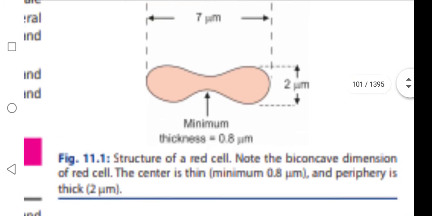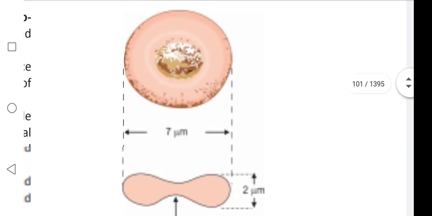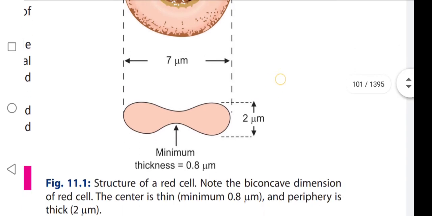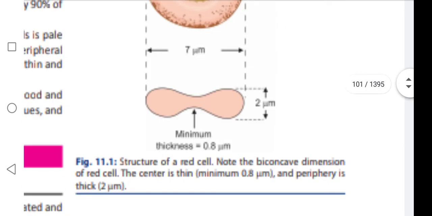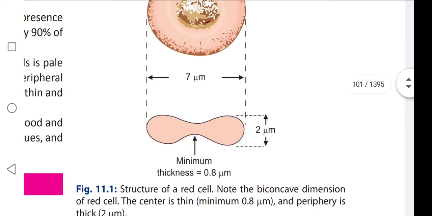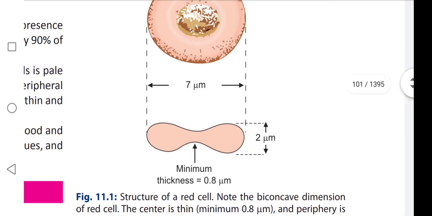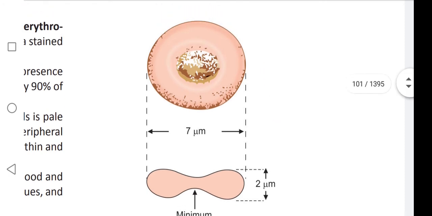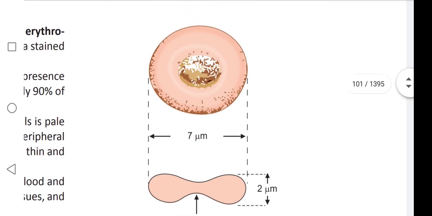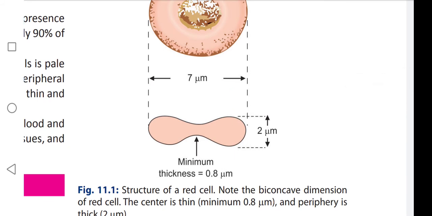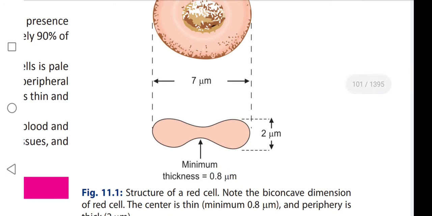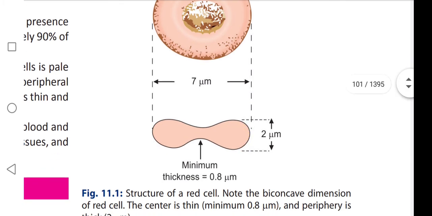We see the figure. This figure shows the dimensions of the red cell, the structure of the red cell. The red cell is biconcave in shape and its diameter is 7 micrometers. It has a minimum thickness at the center, nearly 1 micrometer, it may be 0.8 micrometers, and at the periphery it is 2 micrometers thick. I think it is clear to you.